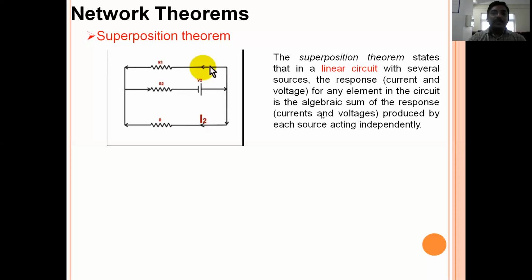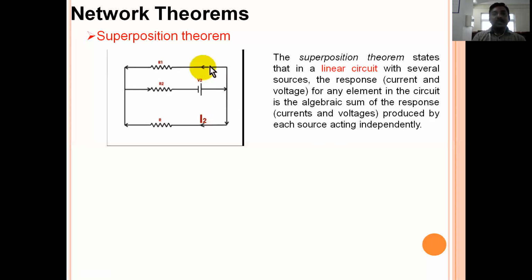First, we need to find out the response of a particular element. The response can be a current or a voltage. The response of a particular element due to the first source, then the second source and so on, and add them together. That is the algebraic sum of the response produced by each source acting independently.